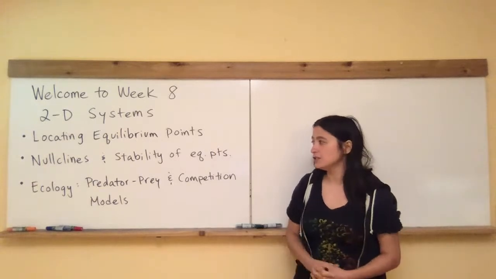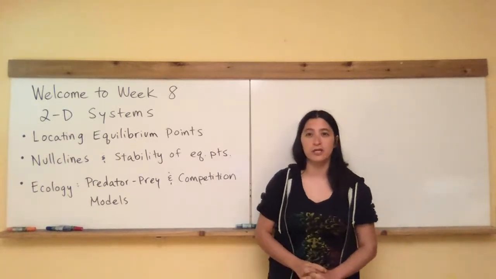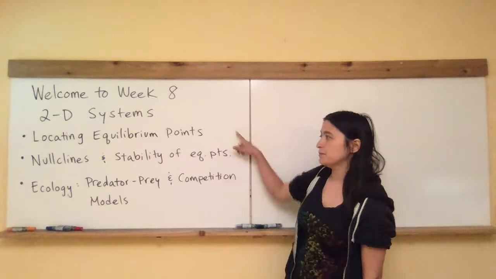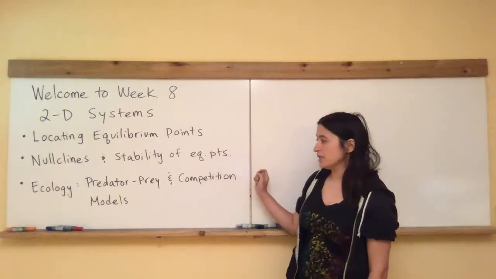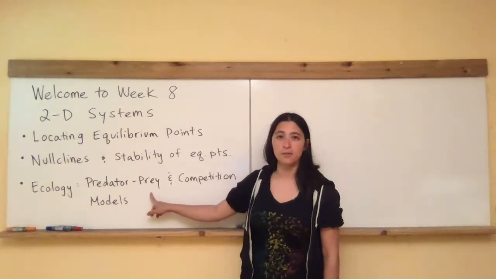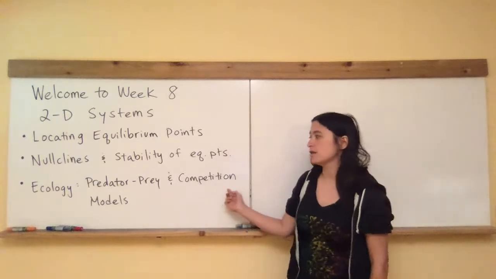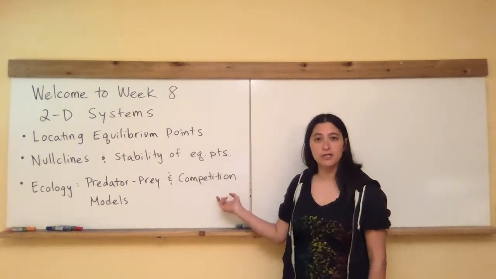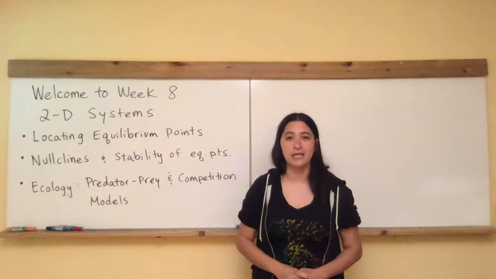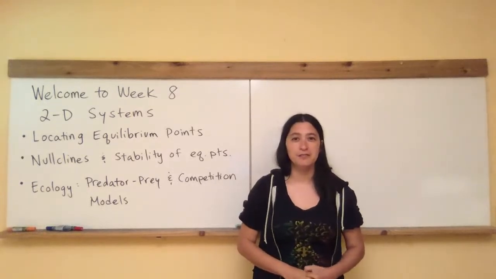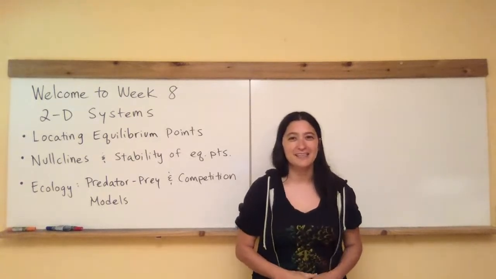And so the main 2 models that we're going to illustrate the concepts of 2D equilibrium points and nullclines on are the Lotka-Volterra predator-prey model and also the Lotka-Volterra competition model. So we're going to get to see these concepts in action right away. So I hope you enjoy all the learning of week 8.